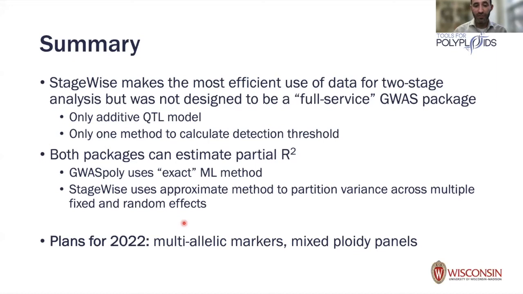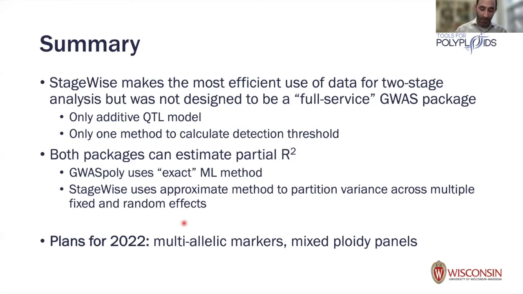Both packages estimate partial R squared. GWAS poly uses what I will call an exact calculation based on maximum likelihood. Stage-wise uses a more approximate method just based on ratios of estimated variance components, but it has the advantage that it's going to give you a more complete breakdown of the variance across multiple kinds of fixed and random effects.